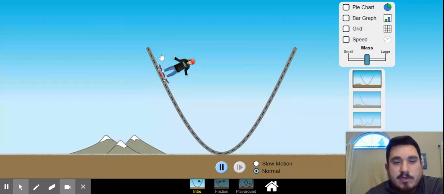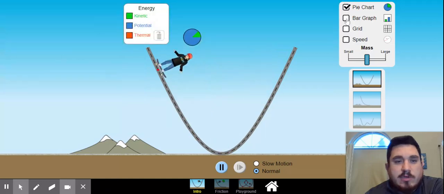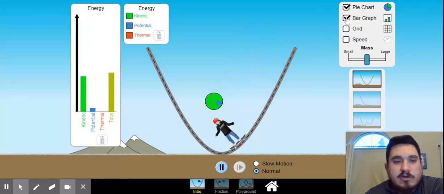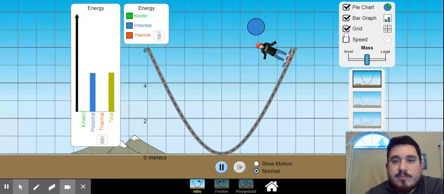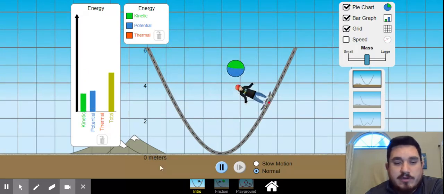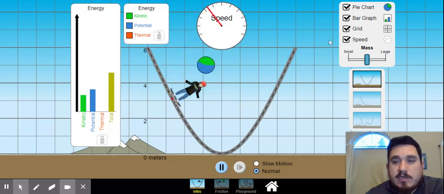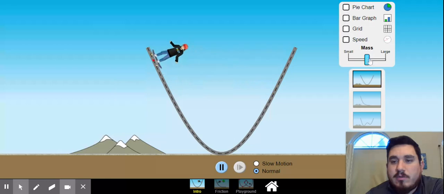So, for example, here we have the simulation. What are some things that you can observe? Well, we have a little pie chart doing something here. We could have a bar graph showing energy. We have a grid if we were interested in actually knowing the meters, how high up they are. We could also look at the speed. There's a lot of things that we can change here.